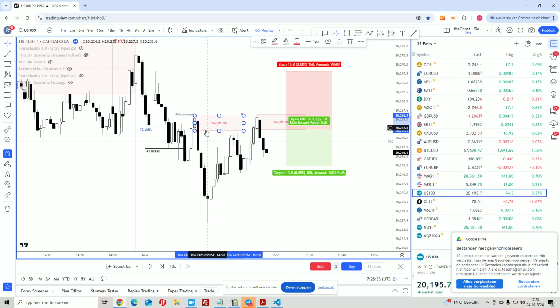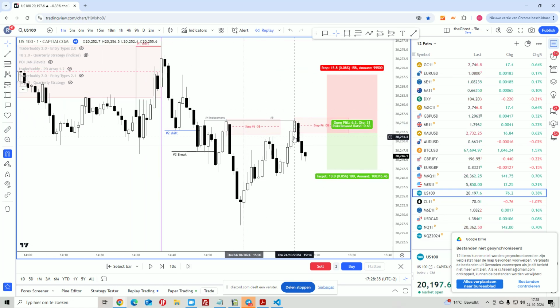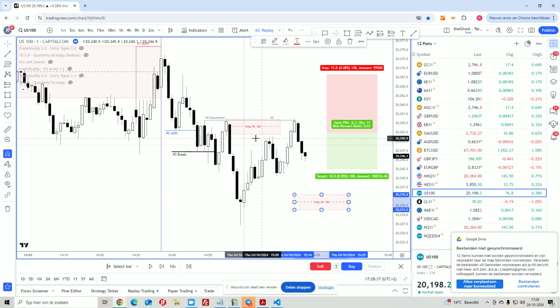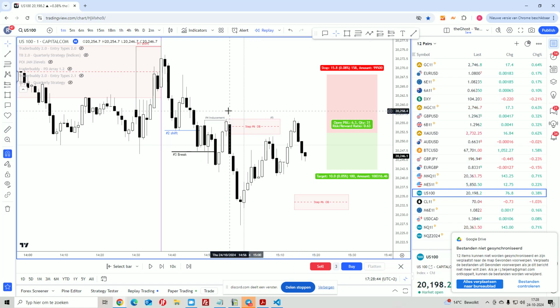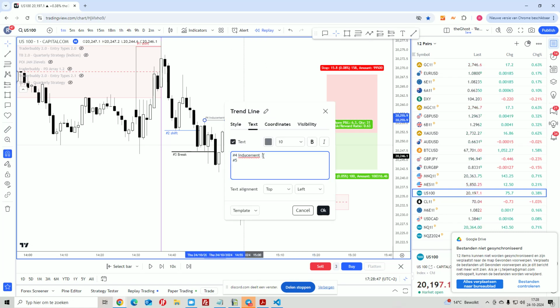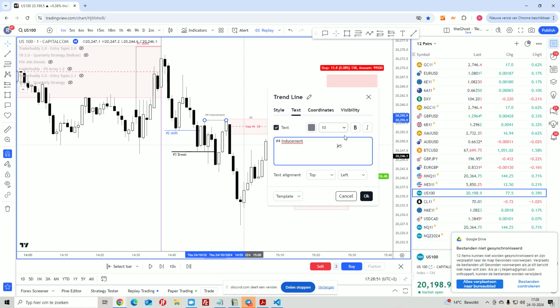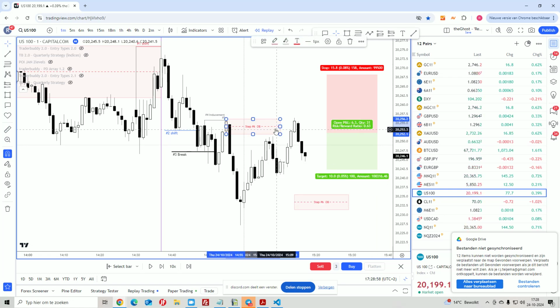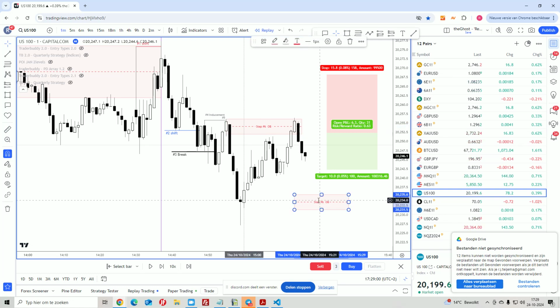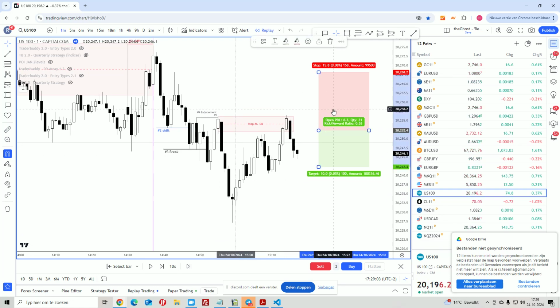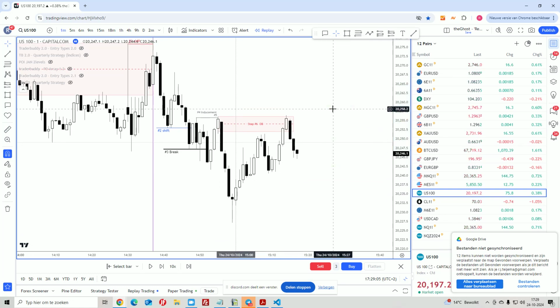and I'm doing this wrong, I'm sorry, I'm mistaking. This here is step 4, and here the inducement is taken. So that is step 5. Step 4 and step 5. Five is over here, and this is step 6, which is the order block. That's how easy you mess up.